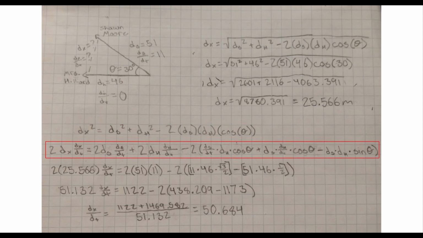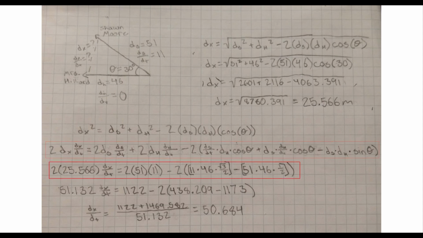So down here, this is the law of cosines, and right here, just to contrast that, that is the derivative of it. We have to use implicit differentiation. So of course, with the power rule, you just do 2 times dx/dt, and then you write all of that out. And then the hard part is at the very end there, where you have to do the triple product rule, which is x prime times y times z plus x times y prime times z plus x times y times z prime. And then you plug in all these values, and you simplify, and you simplify again to get a rate of change between Sean and Mrs. Hilliard of 50.684 meters per second.